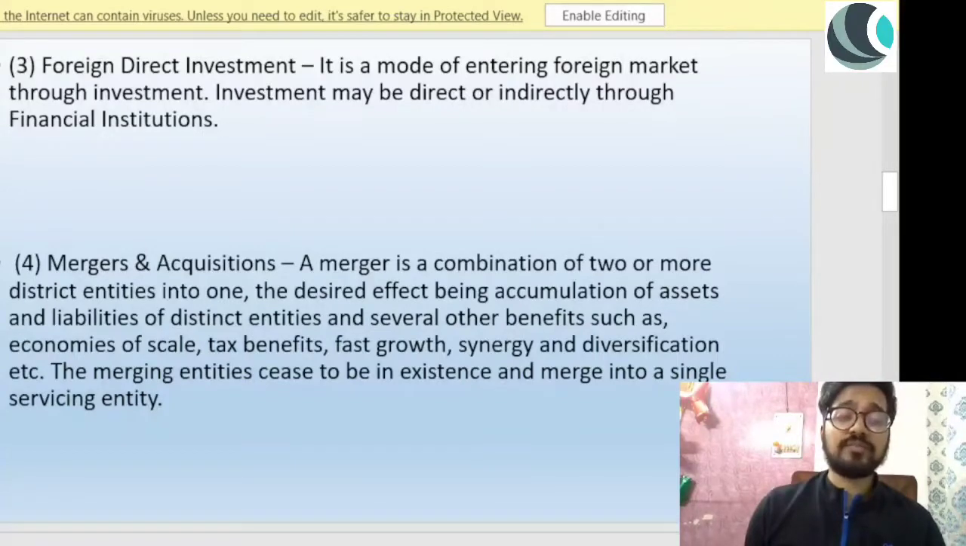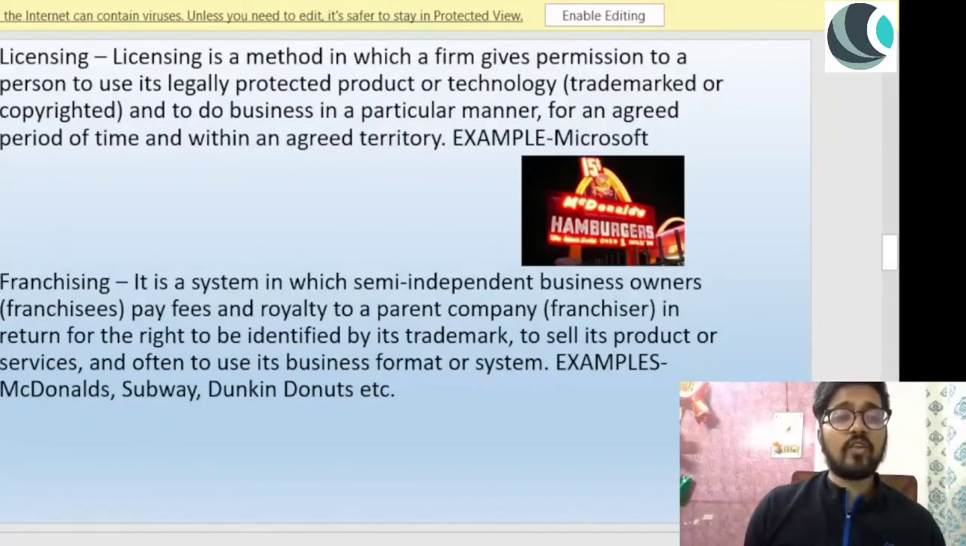Do remember through examples, and you will not forget it for a lifetime, right? That's the idea behind this whole lecture, right? So you can easily relate everything with an example. And next up, we talk about two most important methods. You guys must have heard about these: licensing and franchising, right? We'll discuss both of them.